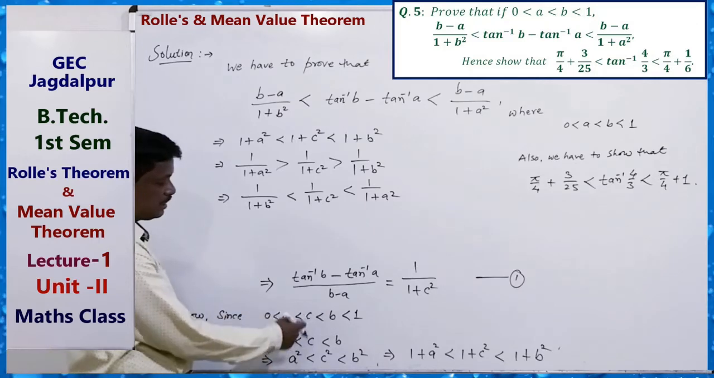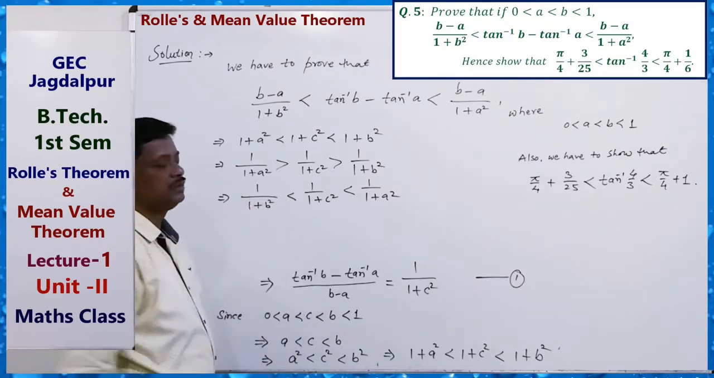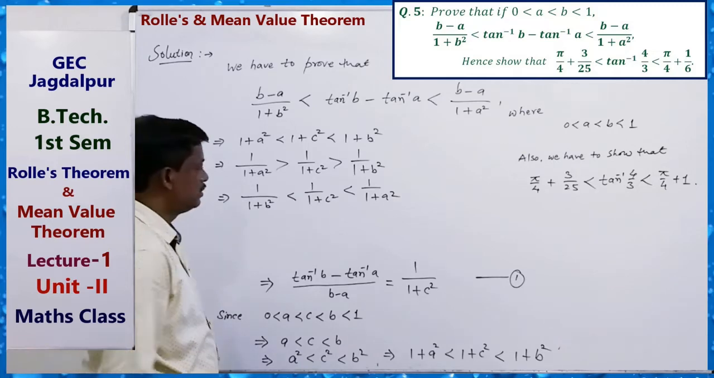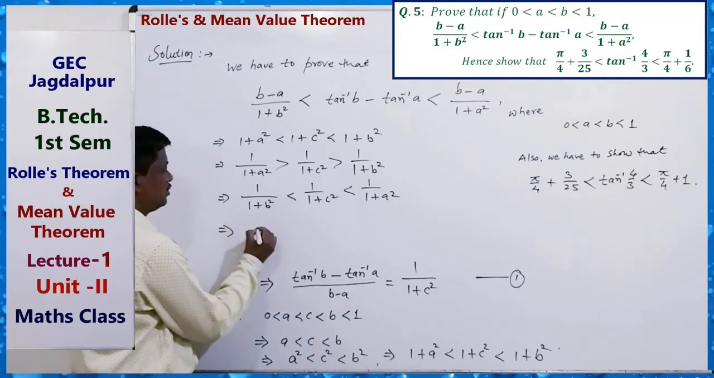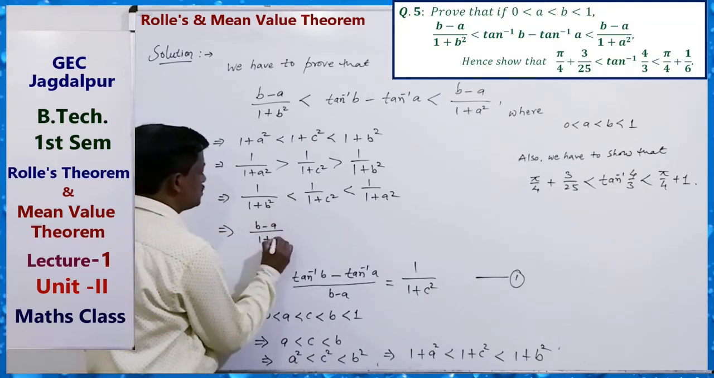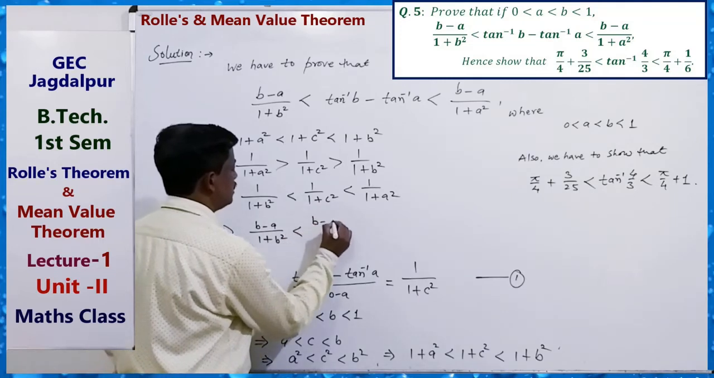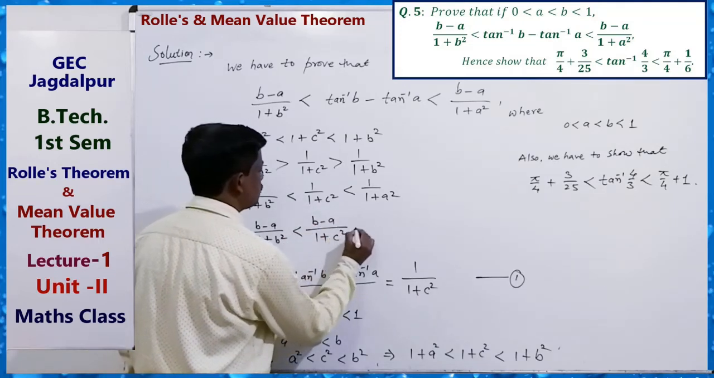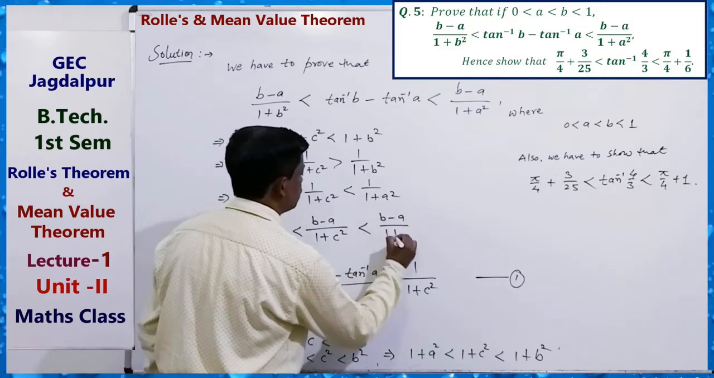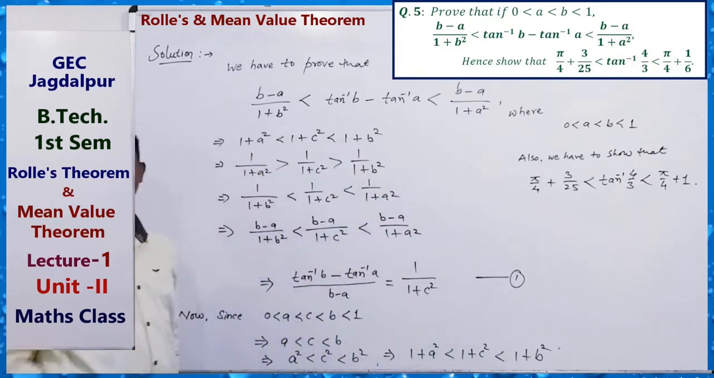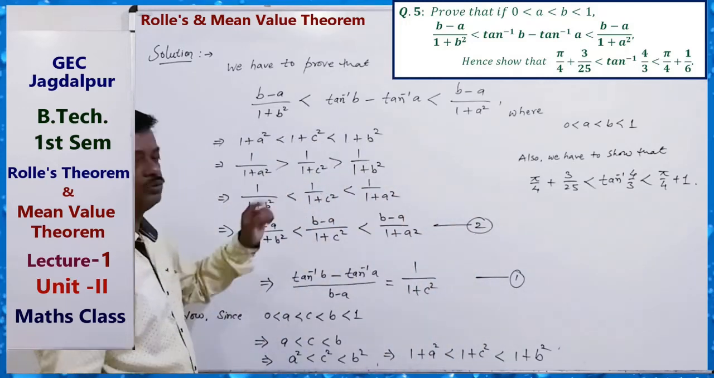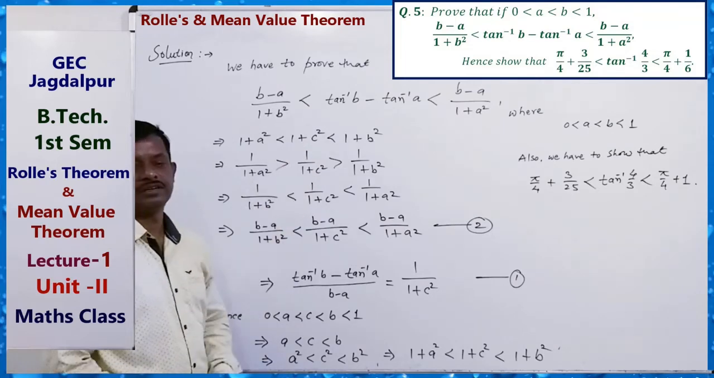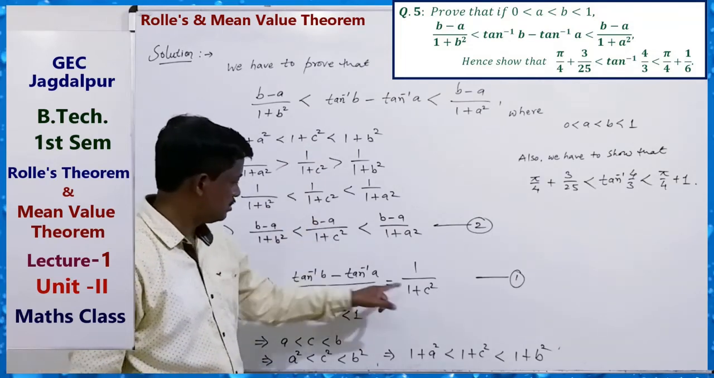Now, b is greater than a, so we can multiply everywhere by b minus a, a positive quantity. So we can write b minus a upon 1 plus b square is less than b minus a upon 1 plus c square is less than b minus a upon 1 plus a square. Just multiply by b minus a everywhere. This is equation 2, and this is equation 1. Now using these two we can get the result.